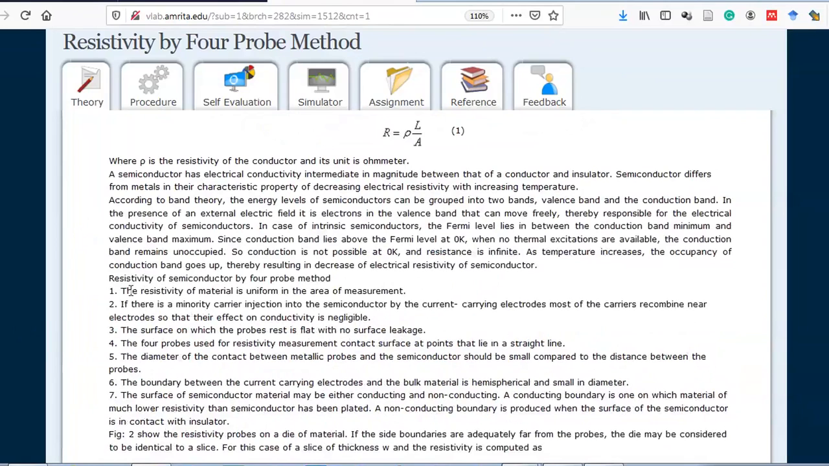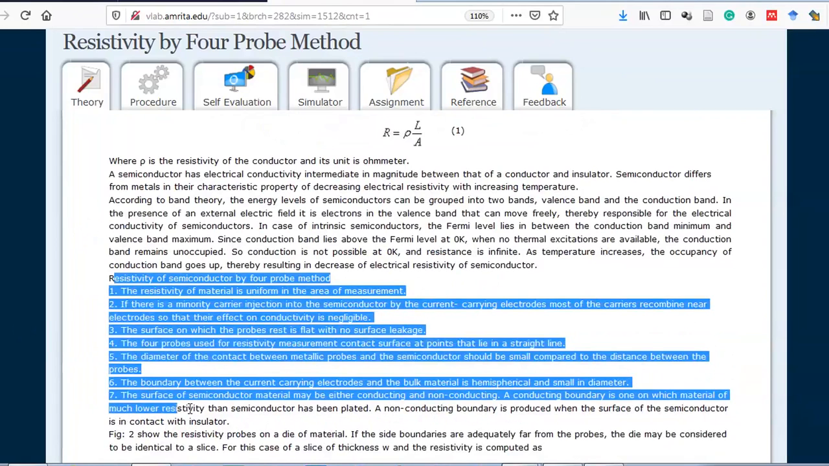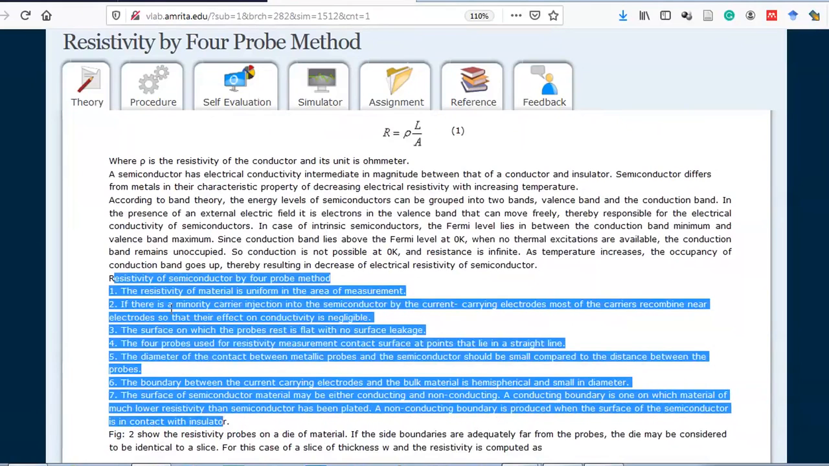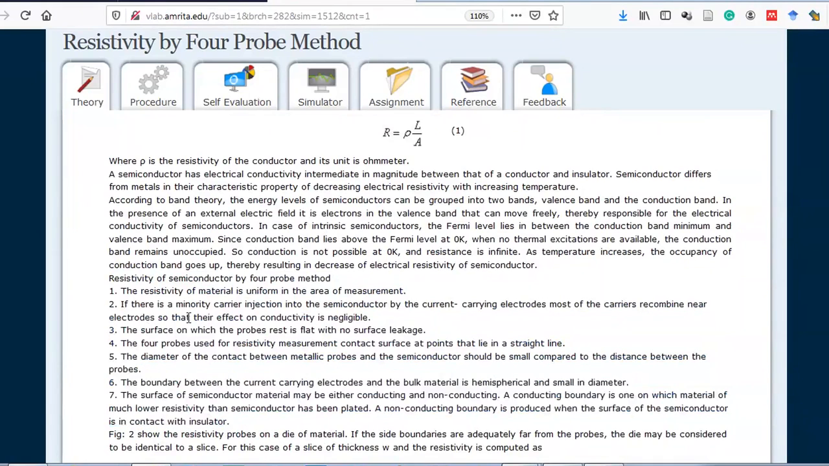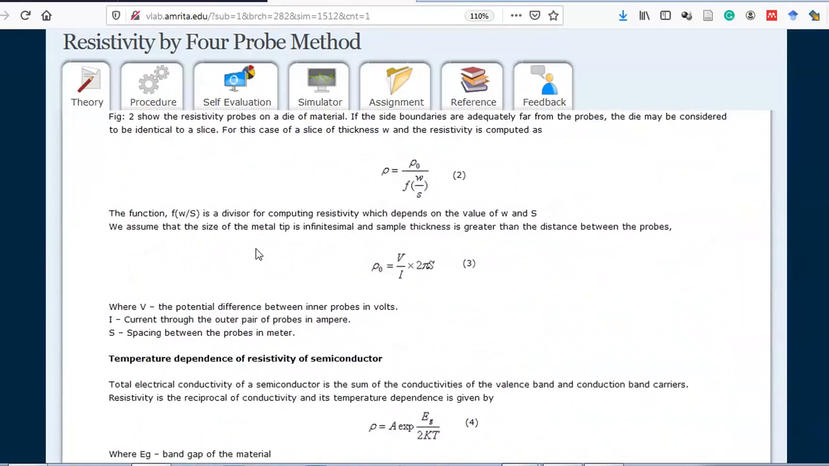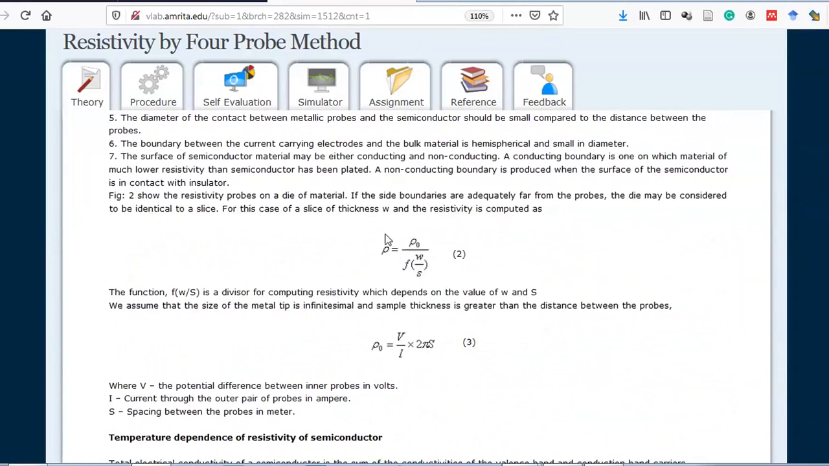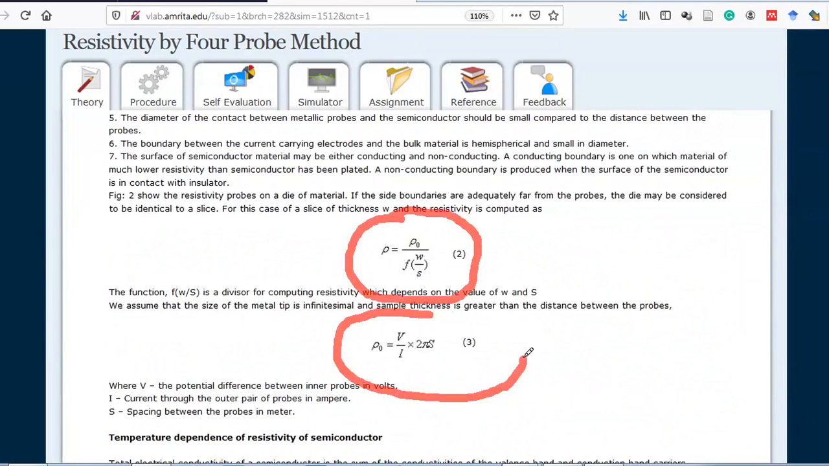Okay, so here they have given all such important steps you have to keep in mind. They have given over here how it is connected, everything, so that you have a proper working setup. And then if you go down, these are the two formulas we are going to use. Let me annotate one more time. One is this one, formula number 2, and this one, formula number 3.